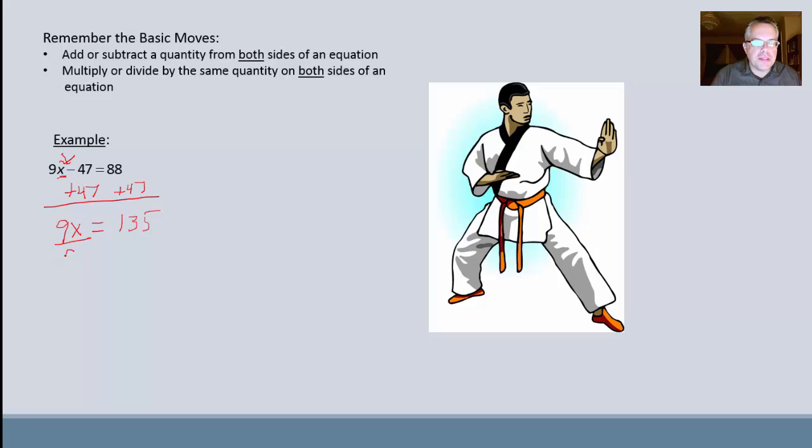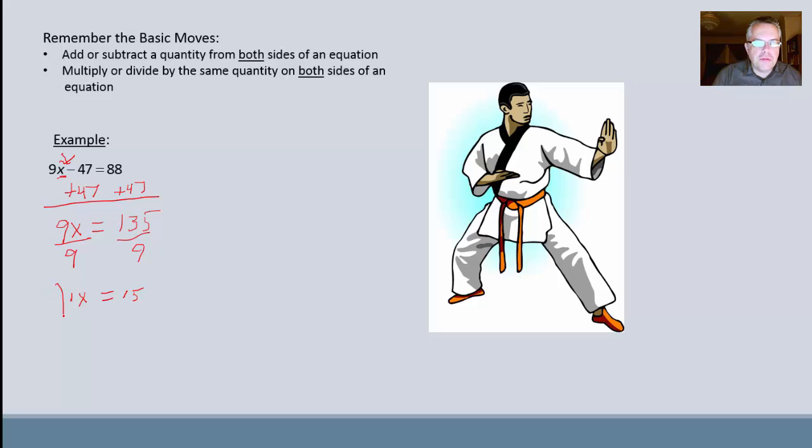I'm going to divide both sides by 9 to get just 1x on the left side. So you can still think in terms of backtracking. That helps tell us what to do. I have 9 times x, so I'm going to divide by 9. On the left side I get 1x equals, and on the other side, 135 divided by 9 is equal to 15.